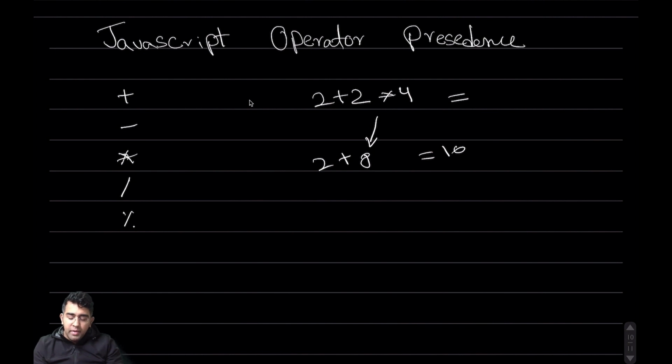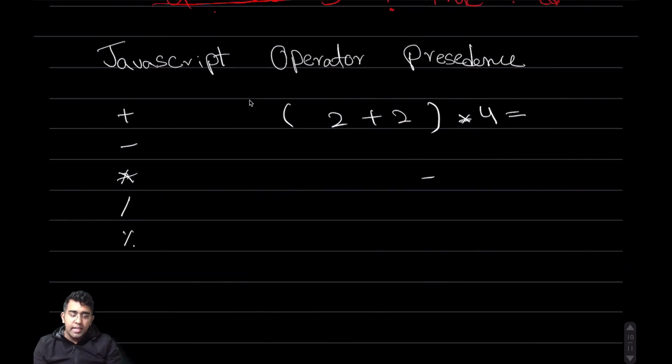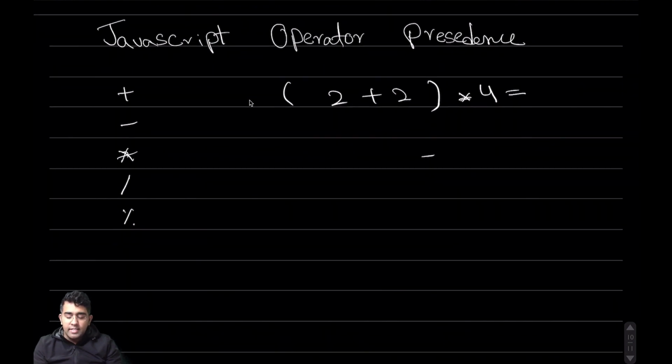Now, this is because division and multiplication have a higher precedence. They will be performed before any other operator. So I'm just going to remove this line of code, and we'll take a look at what other options we have. Now, we usually have brackets. Okay, so if I say (2 plus 2) multiply by 4, now this multiplication operator is going to get performed after the bracket gets evaluated, because in JavaScript, brackets have the highest precedence in any equation.